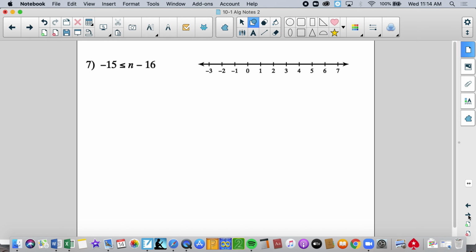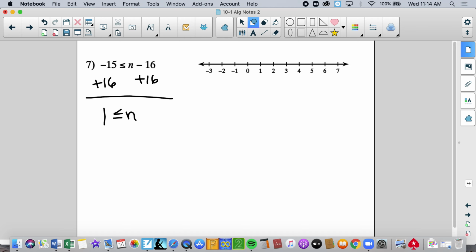All right, the next step is now we have to solve. We have things adding and subtracting to our variable, so we have to isolate the variable first. What's happening to the variable? 16 is being subtracted. The inverse of subtracting 16 is adding 16. So we get 1 is less than or equal to n.